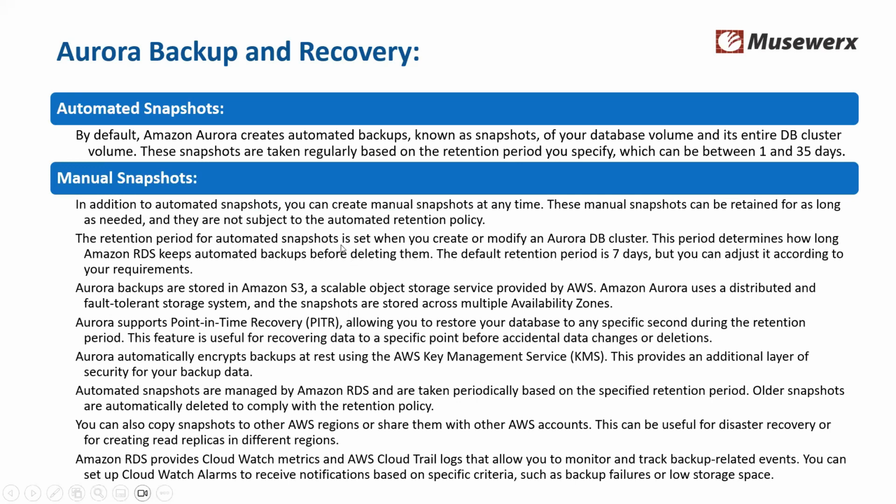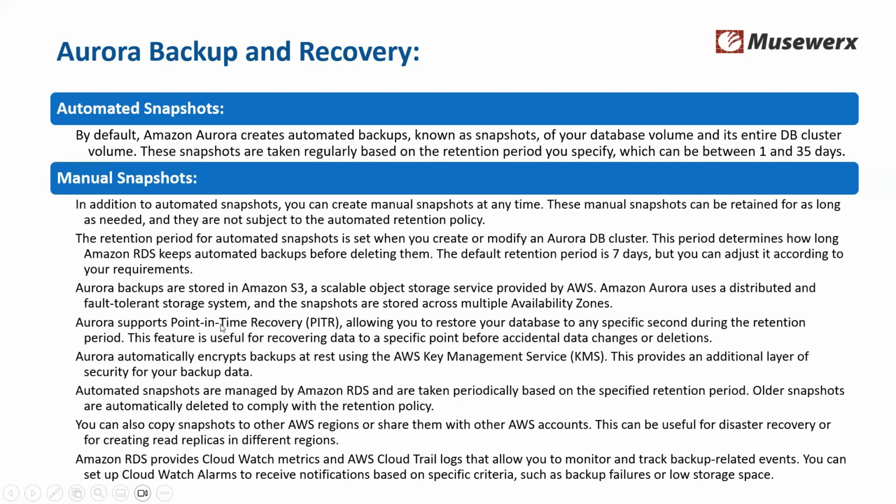The retention period for automated snapshots is set when you create or modify a DB cluster. This period determines how long RDS keeps automated backups before deleting them. The default retention period is 7 days, but it can be adjusted. You can also back up data in S3, which is native storage provided by AWS. Amazon Aurora uses a distributed and fault-tolerant storage system, and snapshots are stored across multiple availability zones.